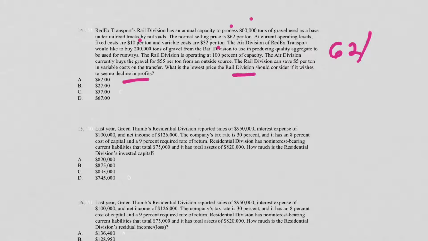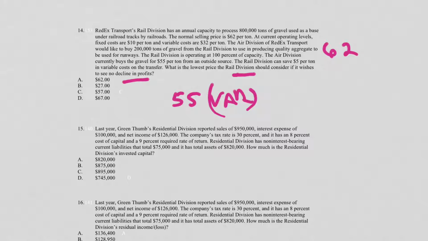So here we go. Let's clear the air a little bit. 62 is our normal selling price. Now look, they give us something interesting. We buy the gravel at a price per ton, so that's a variable cost. This is how much we're paying in variable costs to sell at $62 per ton. And we're told we can save $5 on this cost on the transfer.